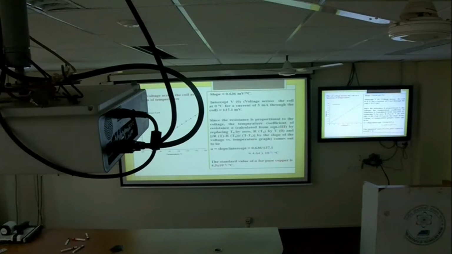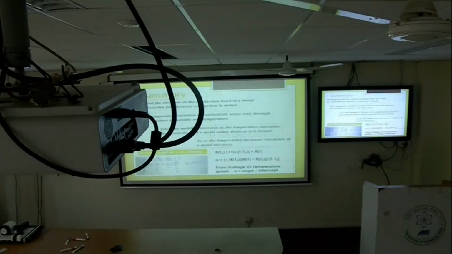It is very easy. If you have some confusion, just have a look at the numbers. The things are given there. So the standard value of alpha for pure copper is this. It is also available on the internet. So what we calculated here is 4.64. It may vary from material to material available in the market, depending on the purity content of the copper. Okay, so I just brief it.